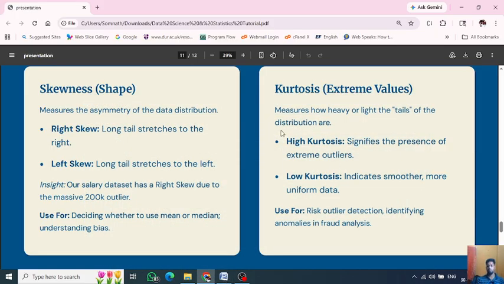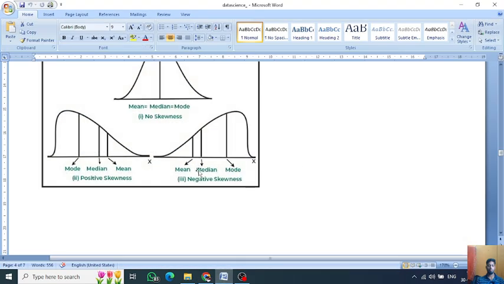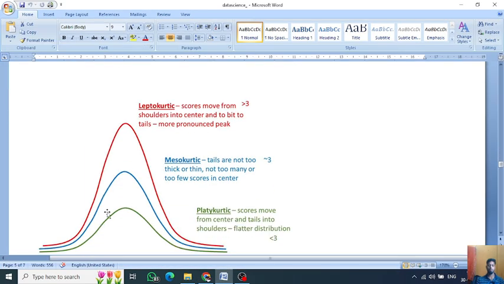Now the kurtosis. It measures how heavy or light the tails of the distribution are. There is high kurtosis and low kurtosis. High kurtosis indicates the presence of extreme outliers. Low kurtosis indicates smoother, more uniform data. This is used for risk and outlier detection, identifying anomalies in fraud analysis. Let me give you an example. Before that, let's show the graph first, in pictorial format.